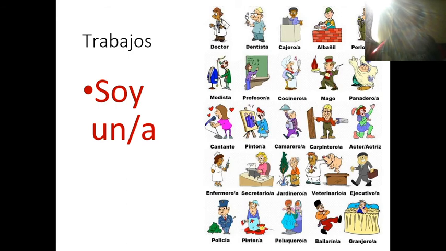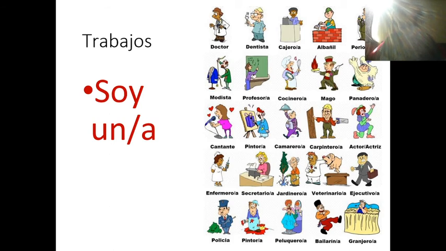Jardinero, jardinera, gardener. Another one that people are probably going to recognize, veterinario, veterinaria, vet. Ejecutivo, ejecutiva. Executive. That's quite a mouthful, that one.